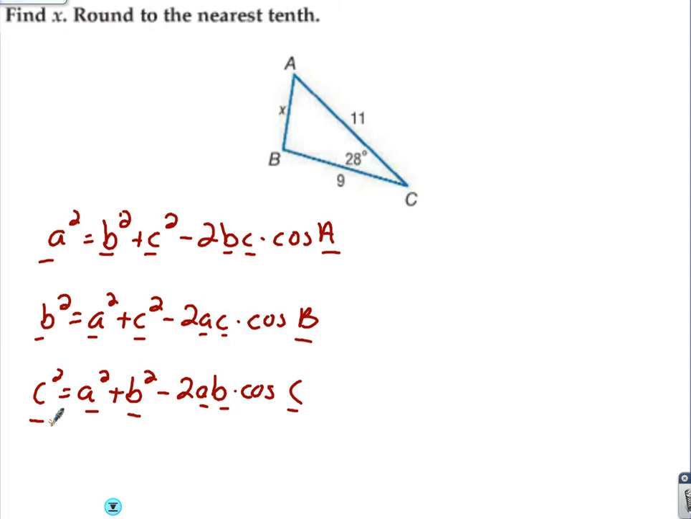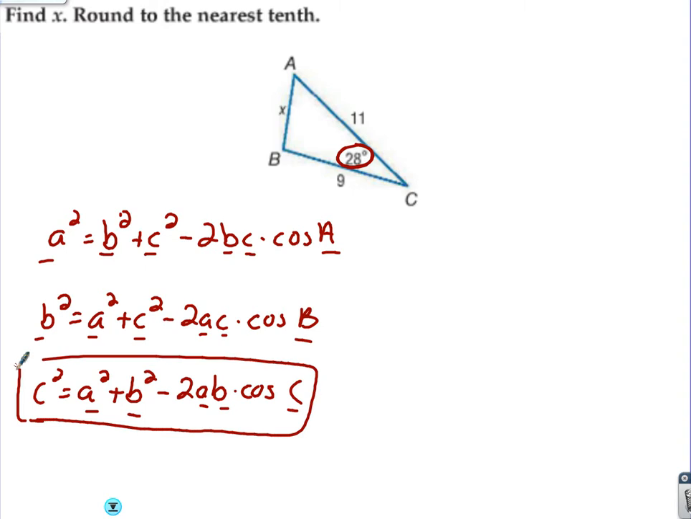Because watch, look at the problem. I'm looking for side C. I'm given angle C. Which one do I have to use? I'm given angle C. The third one. This is the only one I can use. That's the only one that involves angle C. I'm plugging in angle C, so I have to use this formula. But question, watch this. Does it matter what those are called? No. If I called that A, which one would I use? If I called that B, which one would I use?